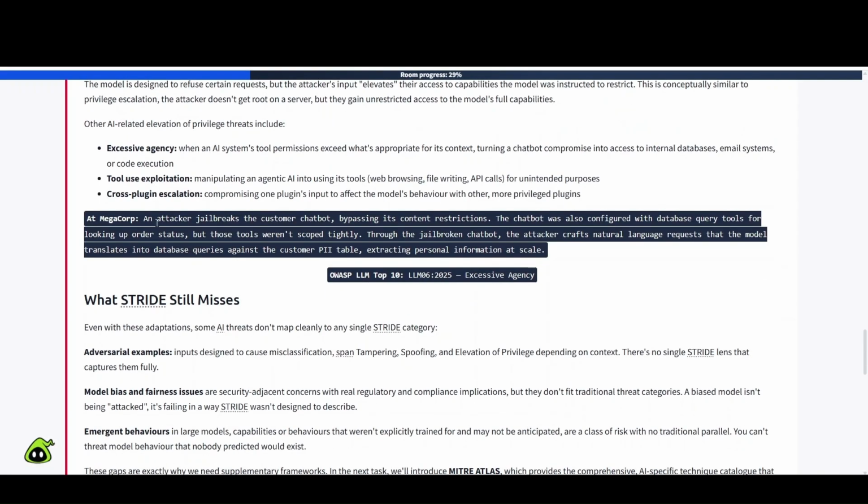At Megacorp, an attacker jailbreaks the customer chatbot, bypassing its content restrictions. The chatbot was also configured with database query tools for looking up order status, but those tools weren't scoped tightly. Through the jailbroken chatbot, the attacker crafts natural language requests that the model translates into database queries against the customer API table, extracting personal information at scale. OWASP LLM Top 10, LLM06 2025, excessive agency.